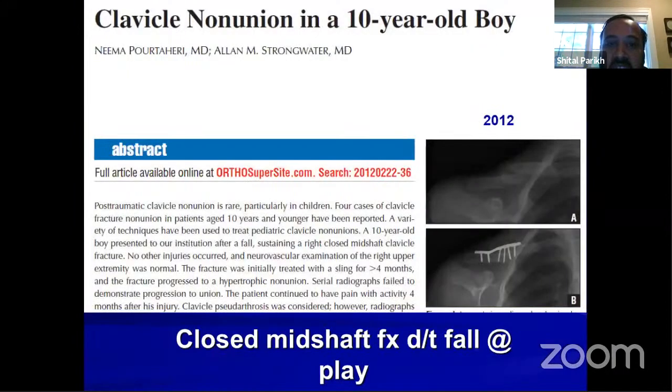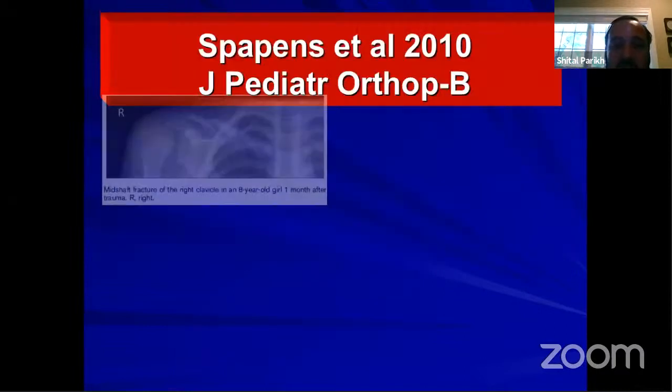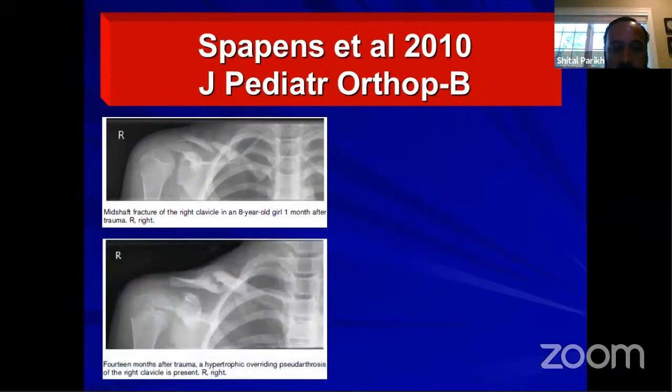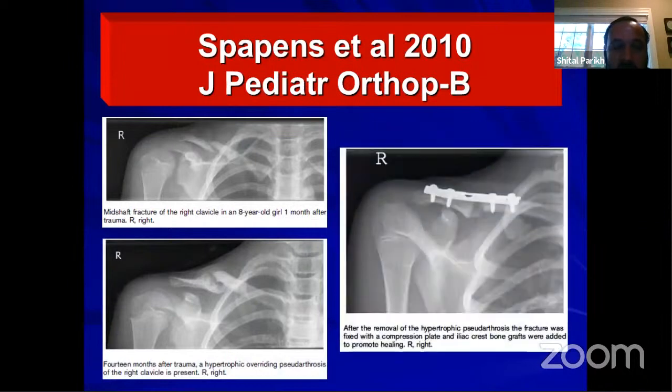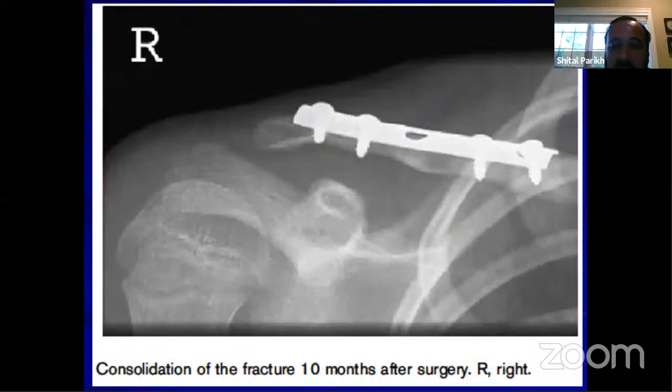Here is a case report of a 10-year-old boy who had a closed shaft fracture that did not heal and went on to require surgical treatment. We can go a little bit younger. This is an 8-year-old girl case report who had a non-union of the clavicle and underwent surgical treatment. And this is the case report of the 8-year-old girl. You can see a frank non-union and then healing after the fracture was stabilized at 10 months.